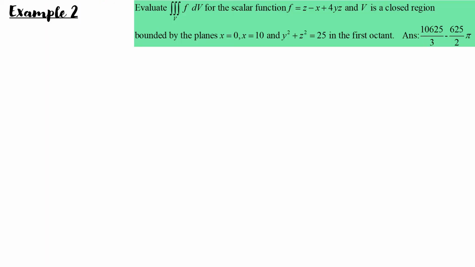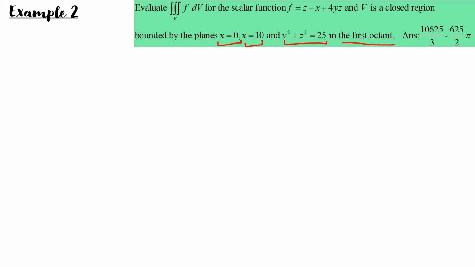Bismillahirrahmanirrahim. Assalamualaikum. So this is example number 2 for volume integral. Evaluate the triple integral of f dV for the scalar function f equal to z minus x plus 4yz, and V is the closed region bounded by the planes x equals 0, x equals 10, and y squared plus z squared equal to 25 in the first octant. These are the keywords you have to notice here. First of all, you have to make sure you know what kind of solid it is that you're going to do the volume integral on.